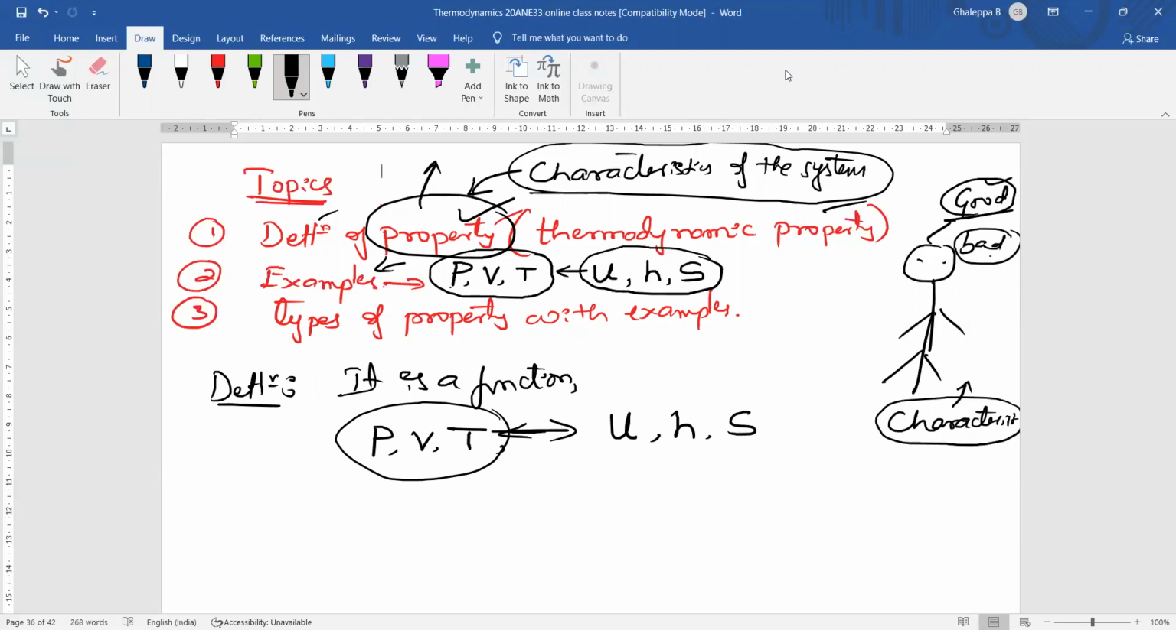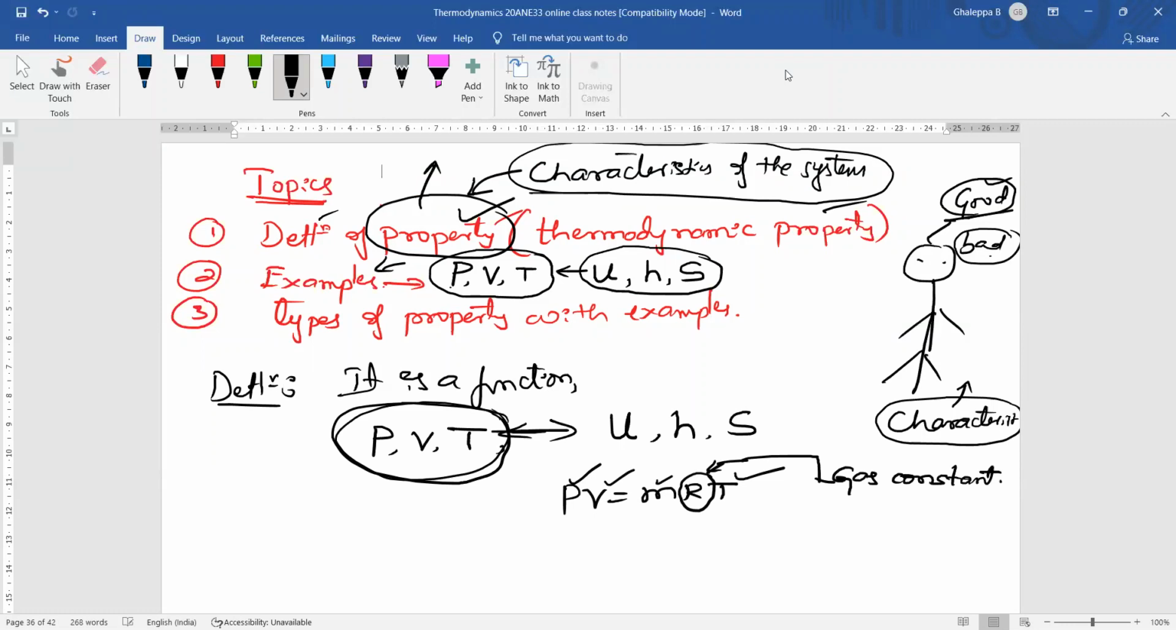Sometimes mass is also considered a property. Using these properties, all equations will be written and derived. For example, the ideal gas equation, PV = mRT. Here temperature is a property, pressure is a property, volume is a property, mass is also a property, and the gas constant R is also a property. There are many properties in thermodynamic science, but the standard ones are pressure, volume, and temperature.